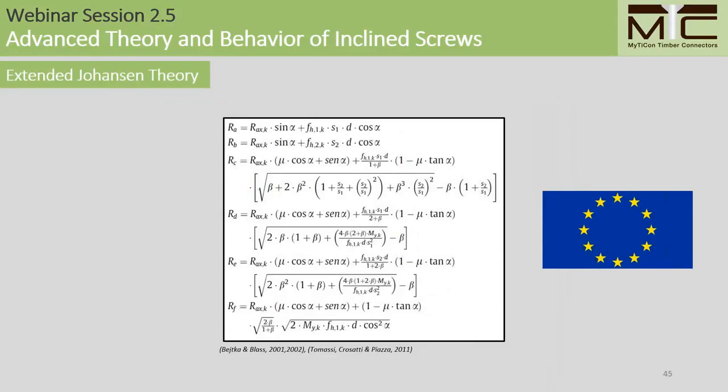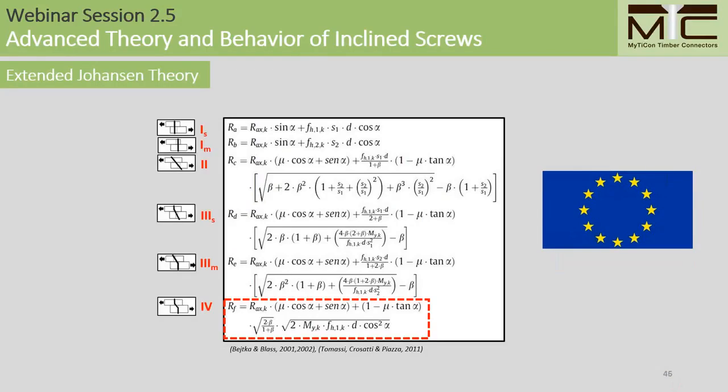So just as with the standard European yield model or the yield limit equations, here we have 6 possible failure modes that we need to consider. So presented with the set of design equations, they can look very cumbersome to most designers, and this is the reason why most designers prefer to use the Truss model design method, even in Europe.